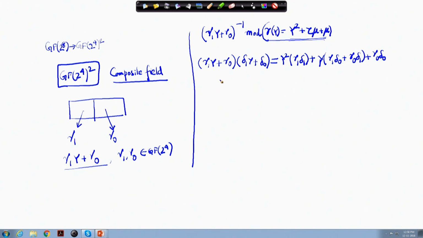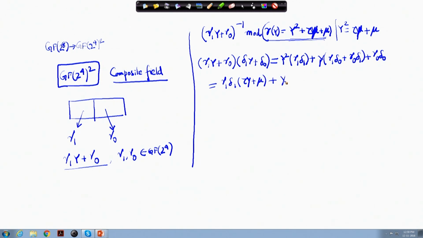So, in order to do that, what we basically do is substitute y square with tau y plus mu. So, y square will be substituted with tau y plus mu in the term gamma 1 delta 1 y square.